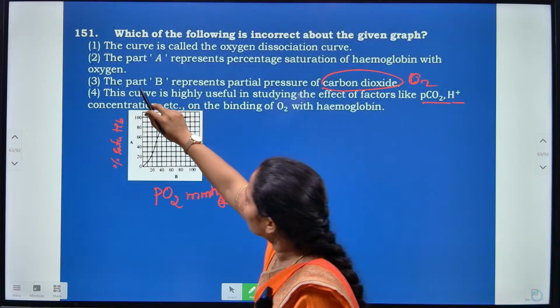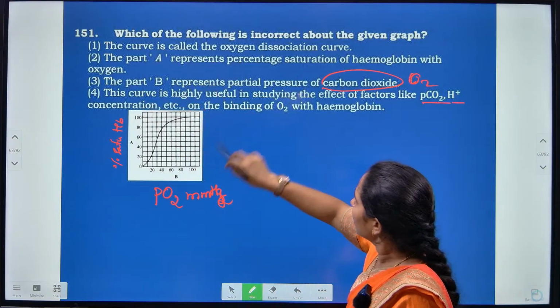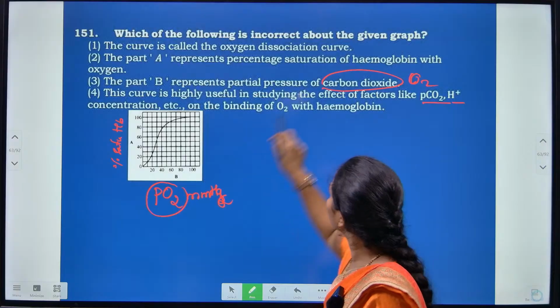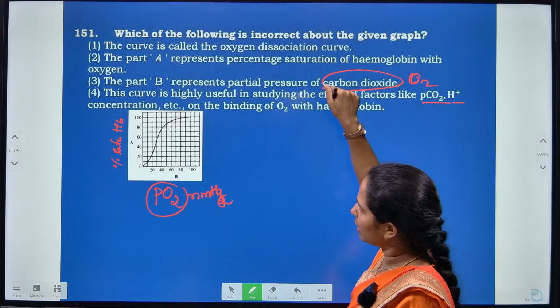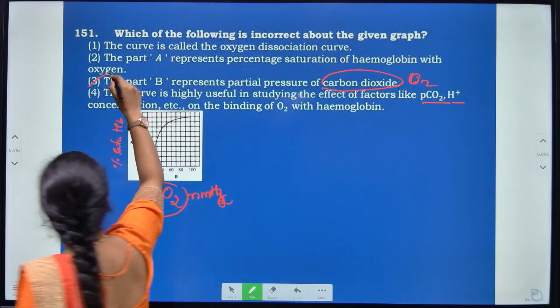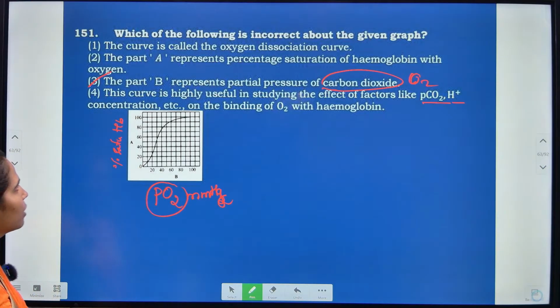So here they have marked part B as representing the partial pressure of carbon dioxide, but it should be the partial pressure of oxygen. So option 3 is the right answer here. That is incorrect for the given graph.